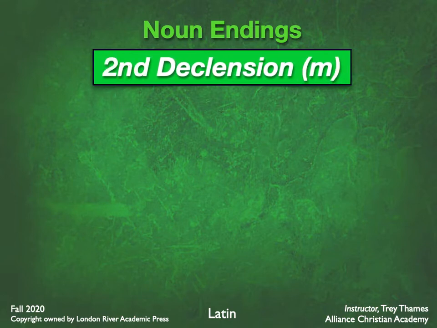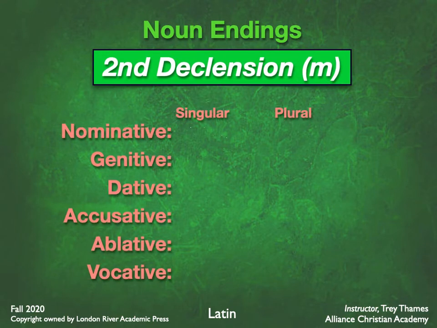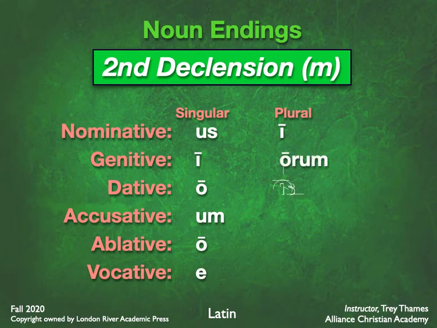Here's your second declension masculine. Us, o. Say them out loud with me. Remember, second declension has an exception: there's a letter E in the vocative. And then E, orum, is, os, e. Those are your second declension masculine.